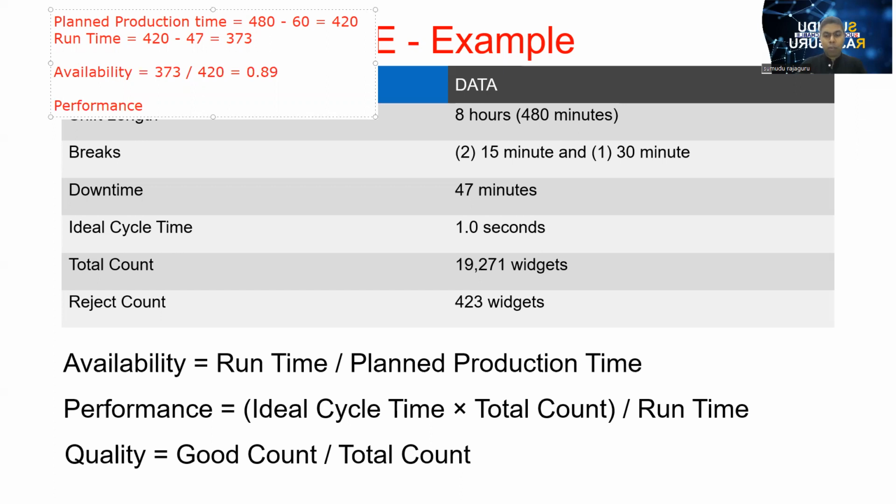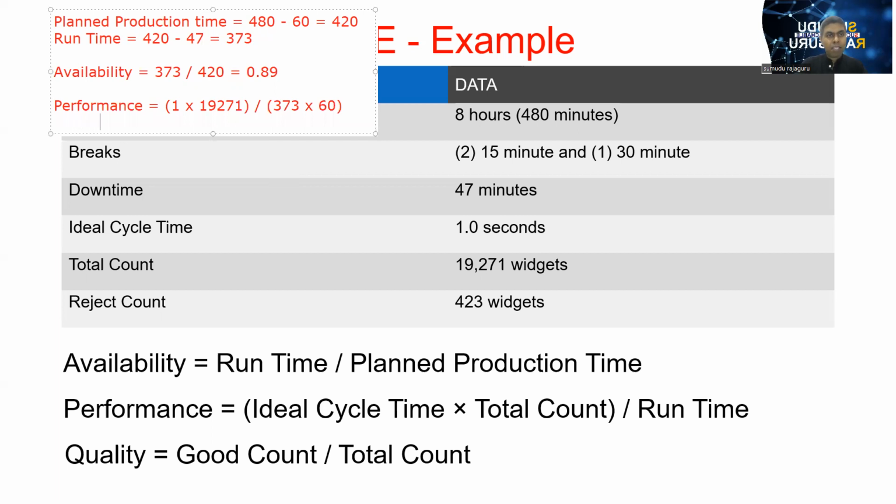So what is the performance? When we calculate the performance, it is ideal cycle time into total count. Ideal cycle time given is 1 second. So 1 into the total count, how much total count is in here? 19,271. That we have to divide by the runtime. Runtime is 373, but the ideal cycle time is given in seconds and the runtime in here is given in minutes, so we have to multiply by 60.